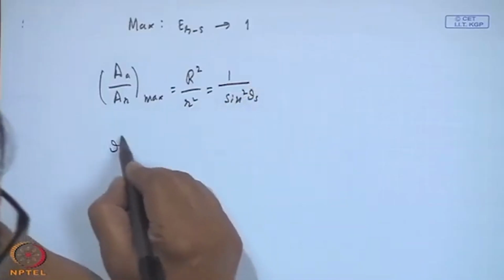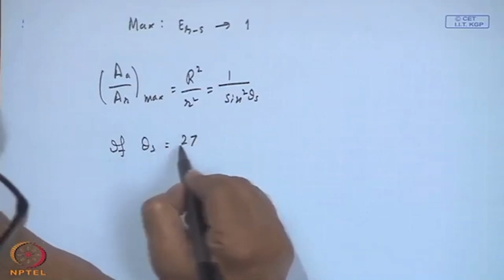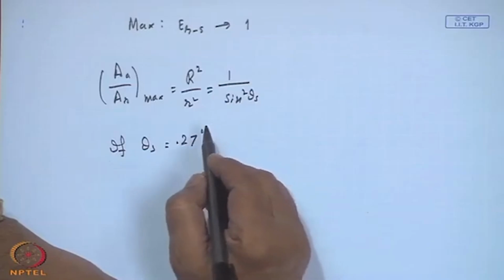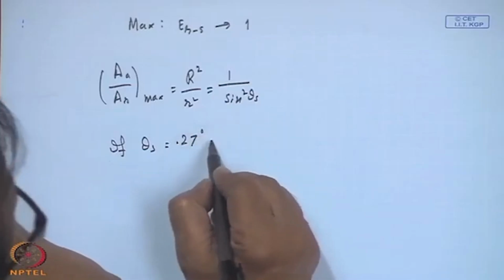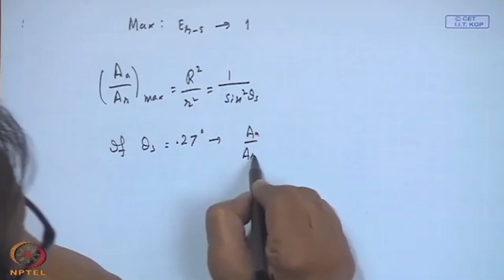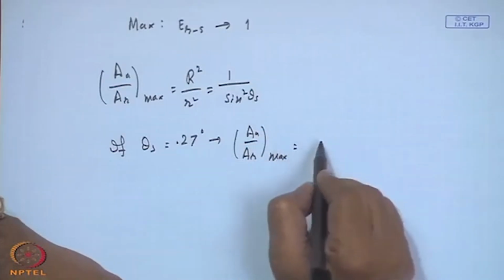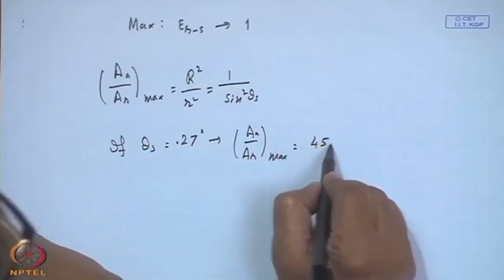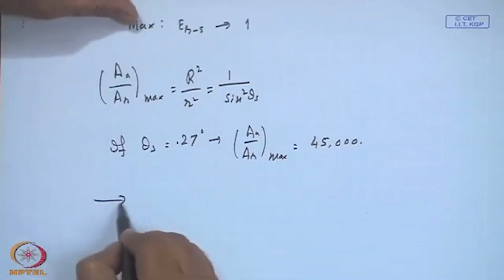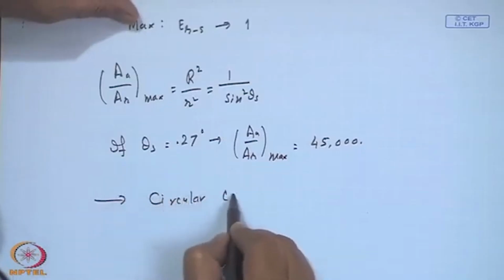And if theta s is 0.27 degrees, that is the half angle subtended, then you have A upon A_R maximum equal to 45,000. This is for a circular concentrator.